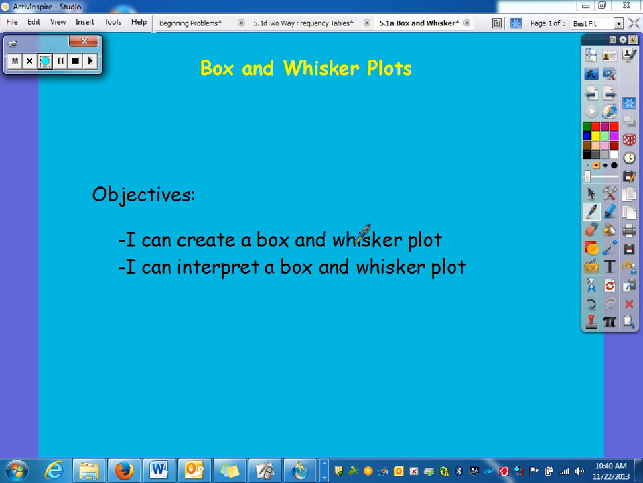So in this video, we're going to learn about box and whisker plots. Hopefully you learned this in middle school, so we're going to refresh. And more importantly, you learn how to create a box and whisker plot. Hopefully you can recall that from middle school, but you can interpret the box and whisker plot.